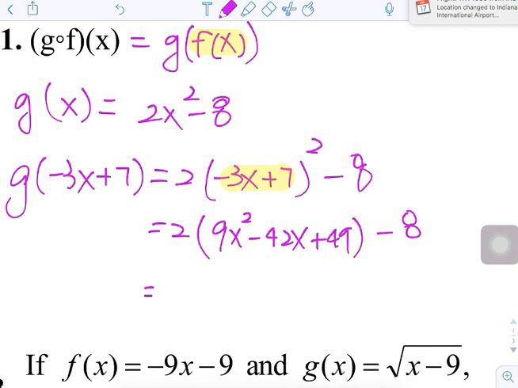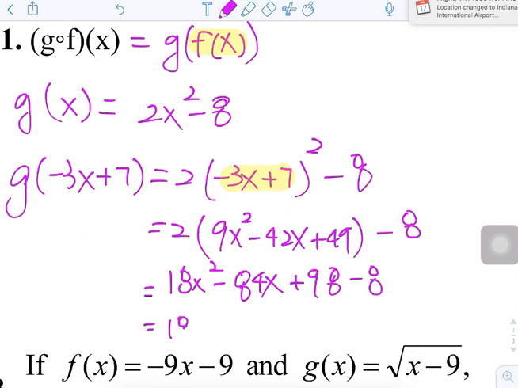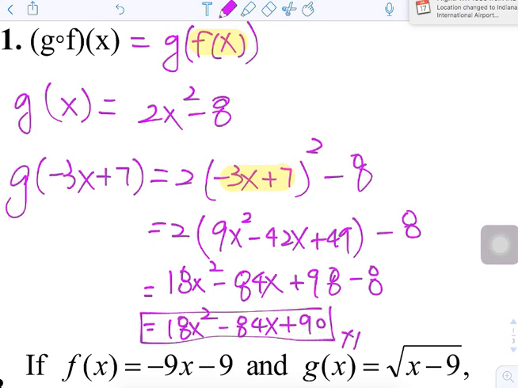Now I'm going to distribute the 2, and I will get 18x squared minus 84x plus 98 minus 8. So my final answer will be 18x squared minus 84x plus 90. Whoa, that was weird. 90. Okay, that'll be the answer.